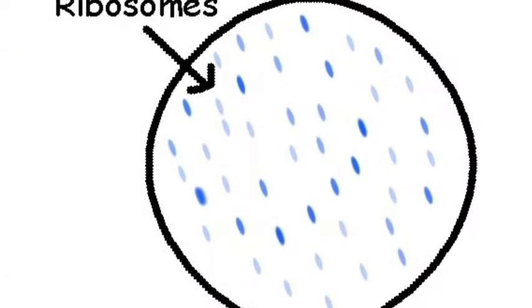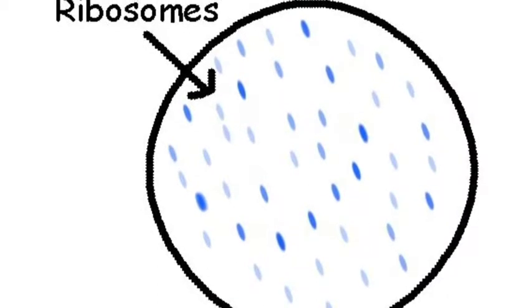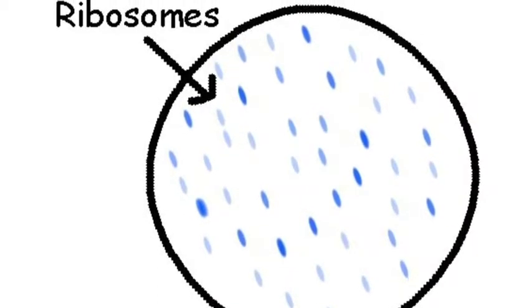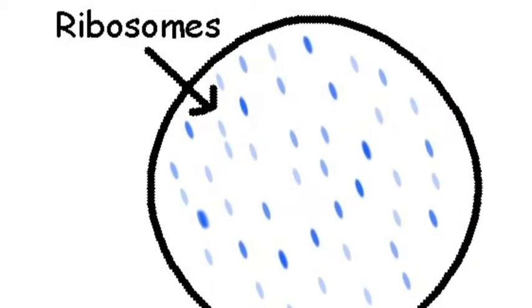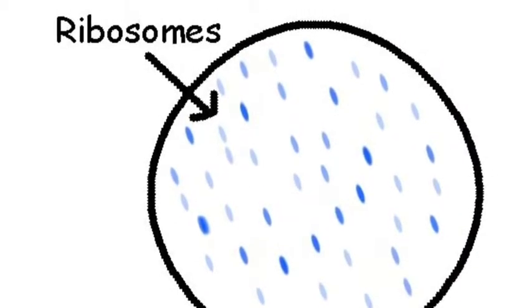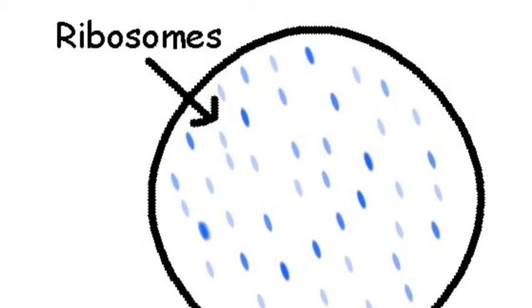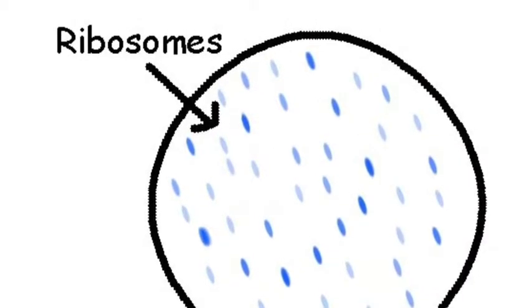Next, we will look at ribosomes. Ribosomes are small organelles made up of RNA. They are responsible for the production of proteins used throughout the cell. Let's go back to the school.